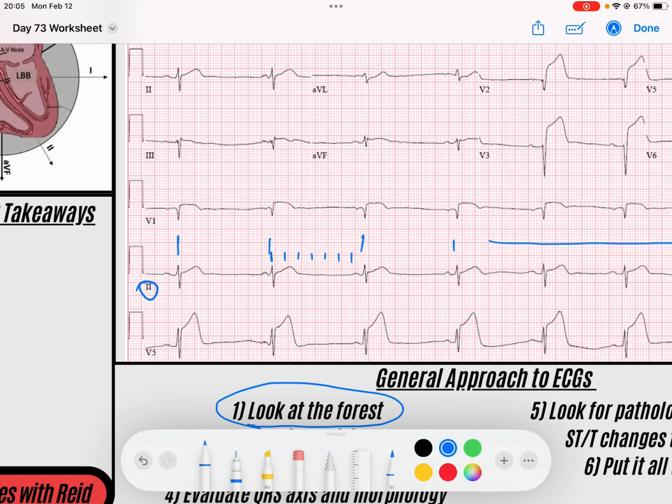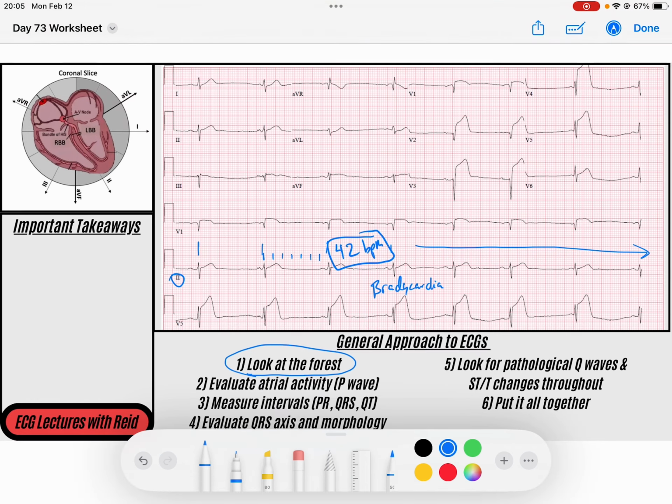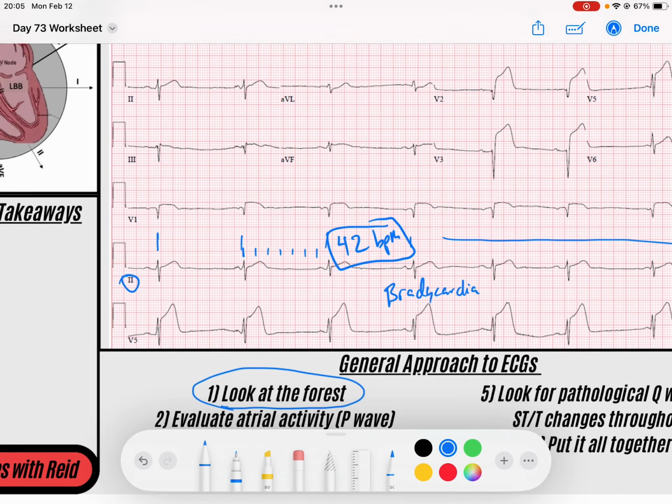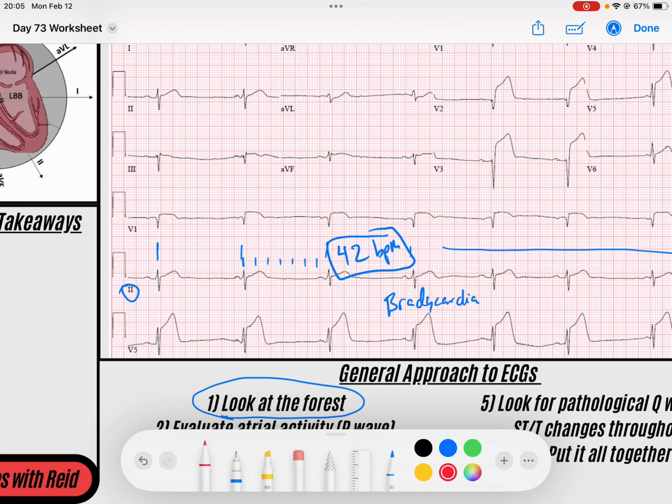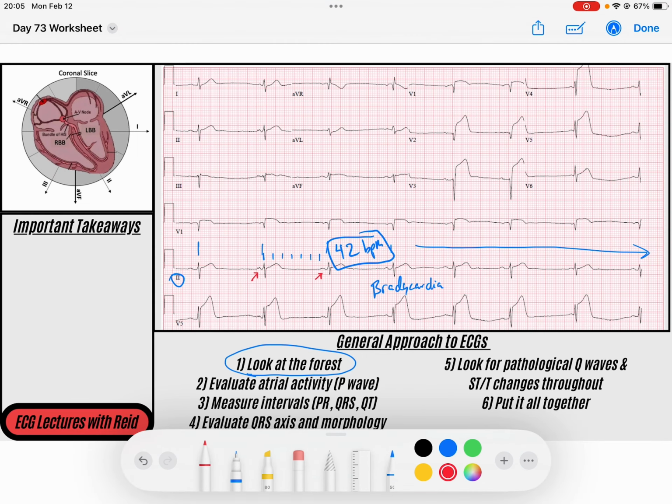So maybe 42 or so beats per minute. So we've got a severe bradycardia. This is a bradycardia because it is less than 60 beats per minute. And so I start to work through, well, what's my differential for bradycardias? And when we do that, we just take a quick glance and see we've got some P waves before our QRSs, and so that's a bit reassuring.